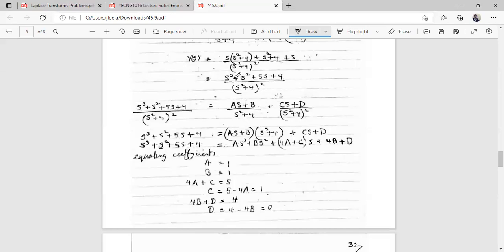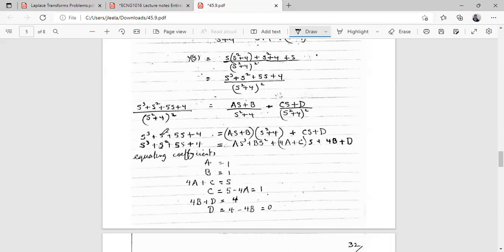So this here, we could write this as a partial fraction, right? So remember, this is a quadratic factor, and it's squared. But this can reduce into a simple factor. So you'll have (as plus b) over (s squared plus 4), plus (cs plus d) over (s squared plus 4) squared.